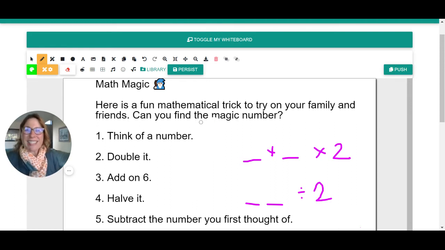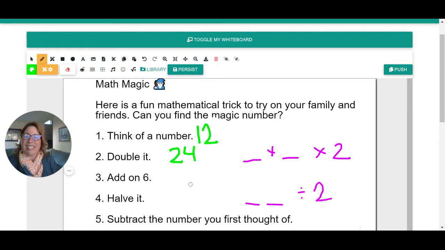All right, friends, this time let's start with a larger number. Let's start with the number 12. When we double it, we can add 12 plus 12, or we can multiply it by 2. What's the answer to a multiplication problem called? The product, right. So 12 times 2 is 24.